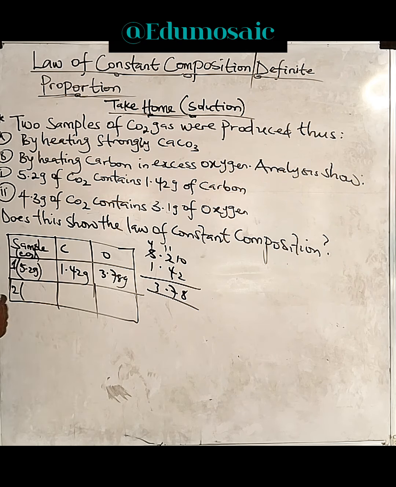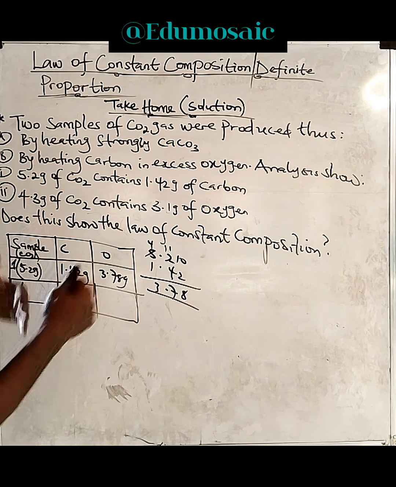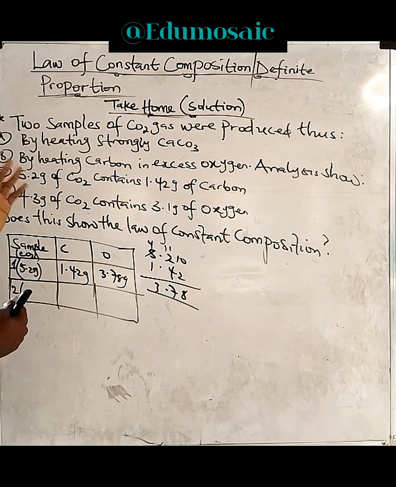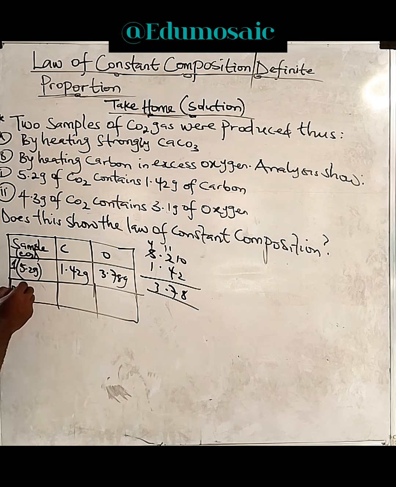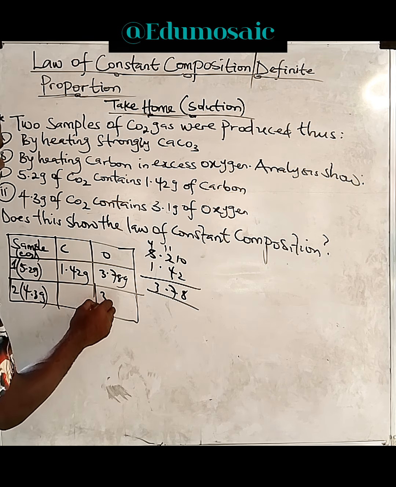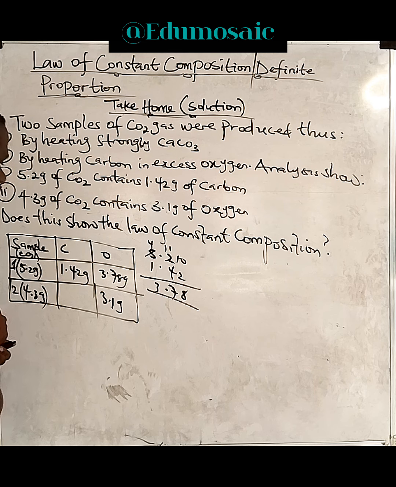So the next result we got is from a different method of production. The first one was gotten by heating strongly calcium carbonate. The second was gotten by heating carbon in excess oxygen. So let's see if we got the same sample of CO2. 4.3 gram of CO2 contains 3.1 gram of oxygen. So it means, how much mass of carbon do we have in this very sample? 4.3 minus 3.1 will give us 1.2. So this is 1.2 gram of carbon.